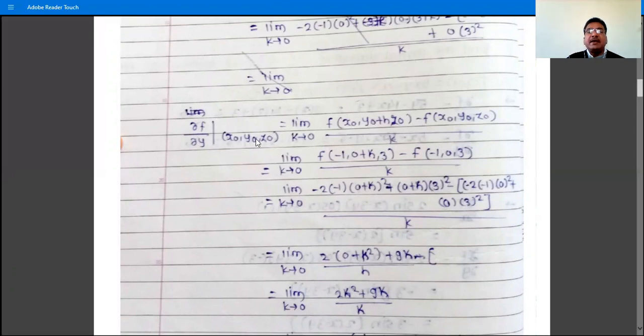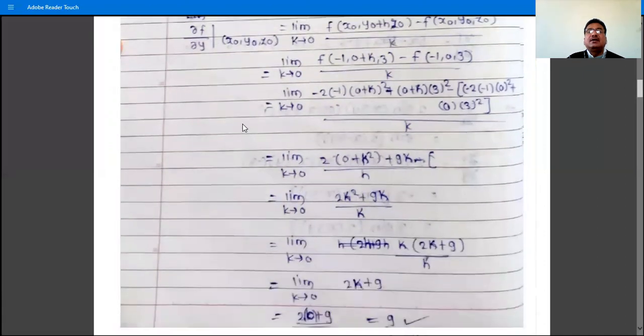What is del by del x? It is limit h tends to 0, f of x naught plus h, y naught, z naught minus f of x naught, y naught, z naught by h. And what is del by del z at x naught, y naught, z naught? Limit L tends to 0, f of x naught comma y naught comma z naught plus L minus f of x naught, y naught, z naught by L. Okay, so use notation h, k, and L.